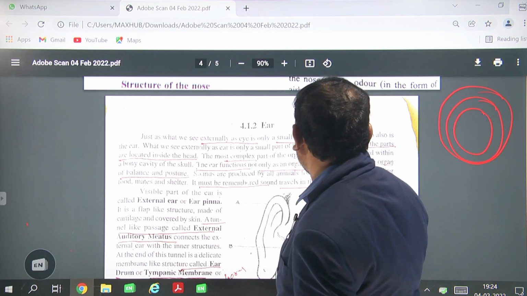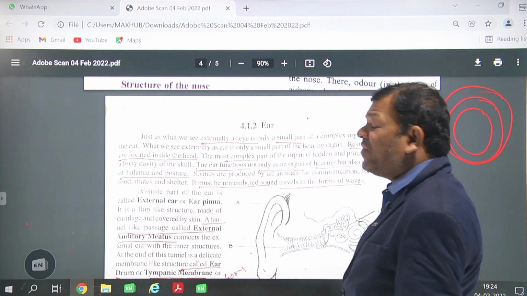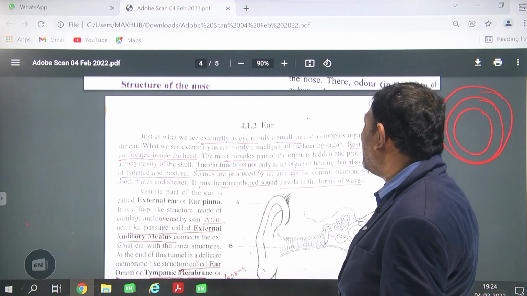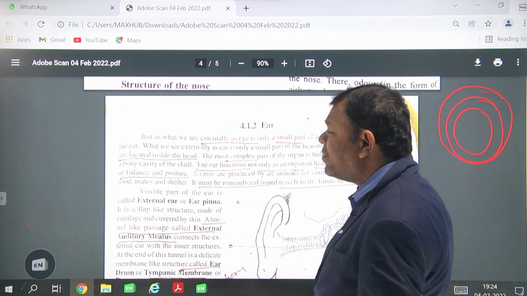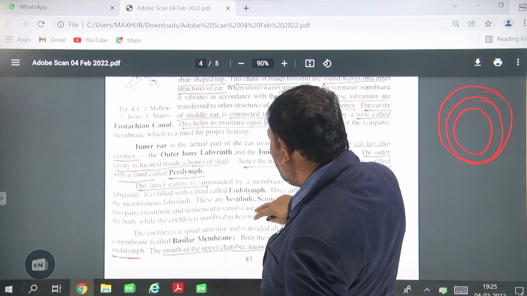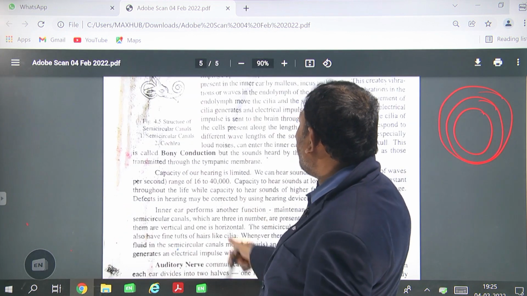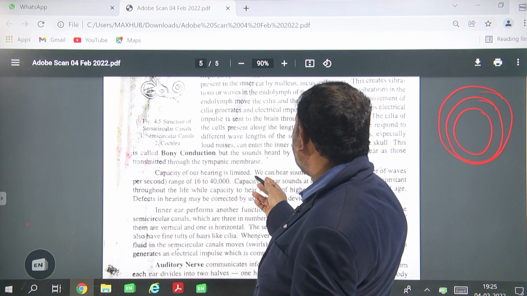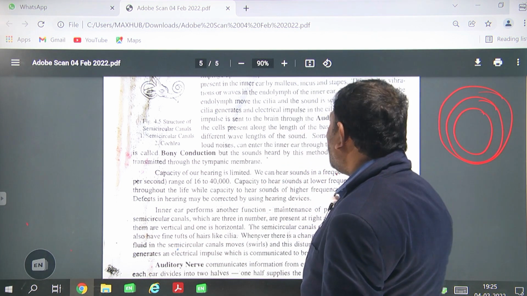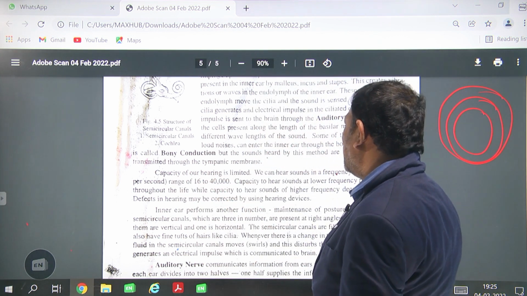Sounds are produced by all animals for communication, for finding food, shelter, and mates. It must be remembered that sound travels in the form of waves. The capacity of our hearing is limited. We can hear sounds in the frequency range, the number of waves per second, of 16 to 40,000.